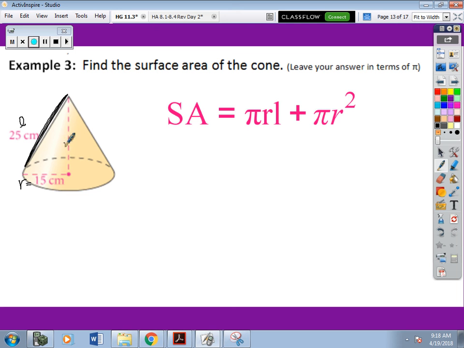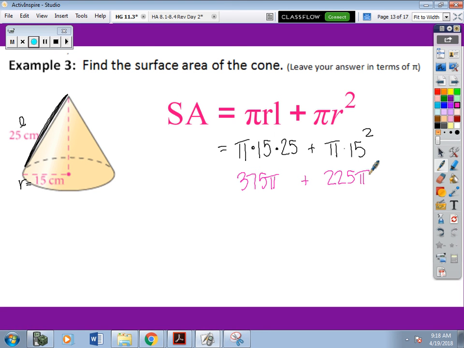If they wanted it to be this line, they would draw an arrow or they would put it inside the cone. So this is really just plugging in. Simple fun. We'll leave it in terms of pi. Since they both have pi's in them, we can then add them together, and we'll get 600 pi square centimeters.